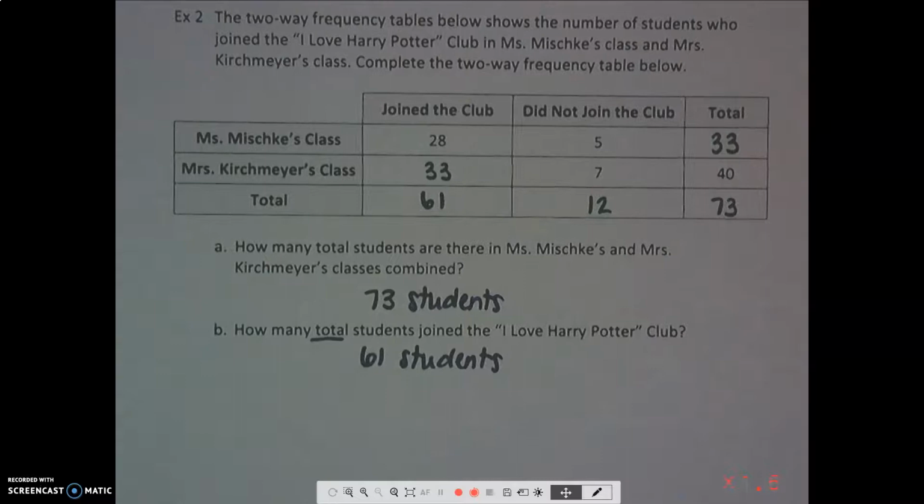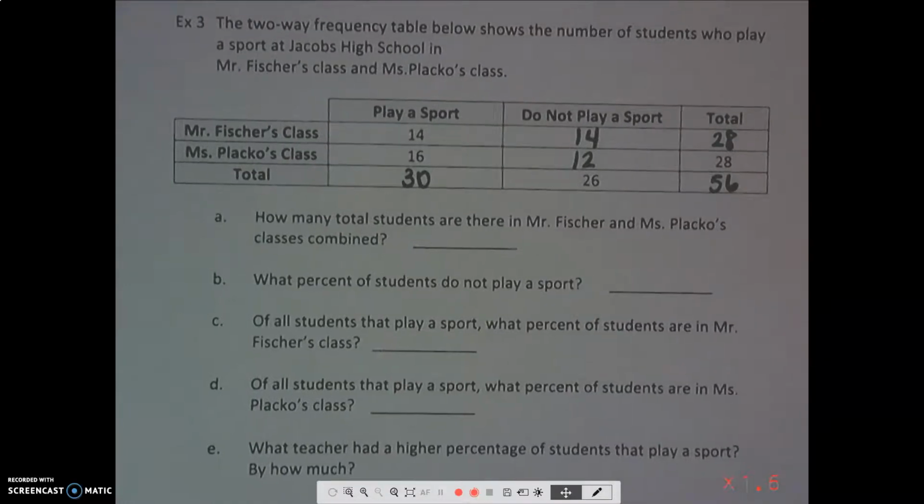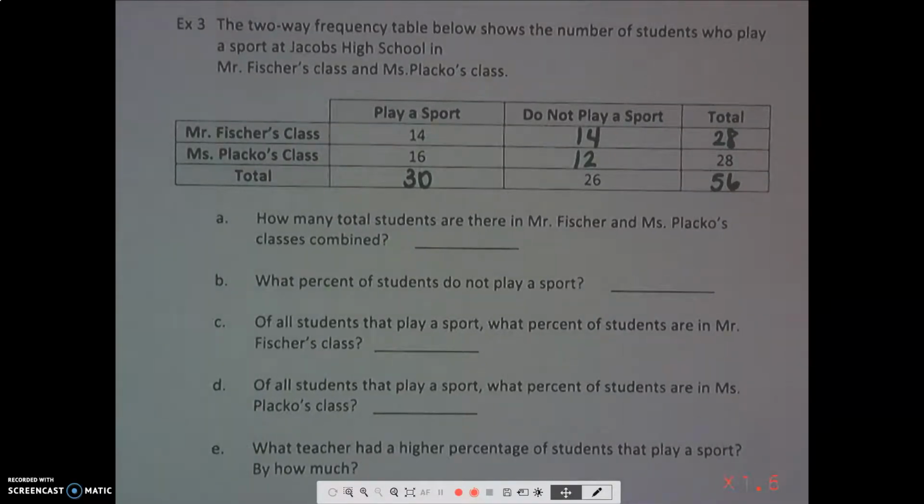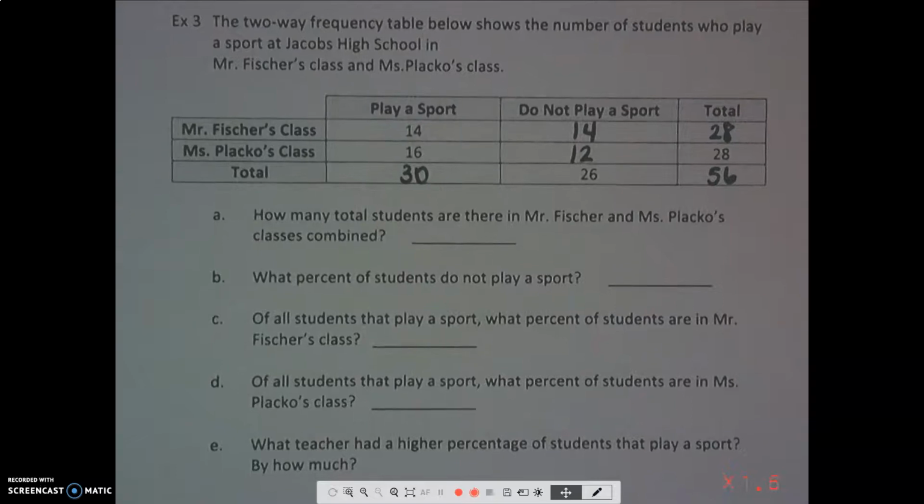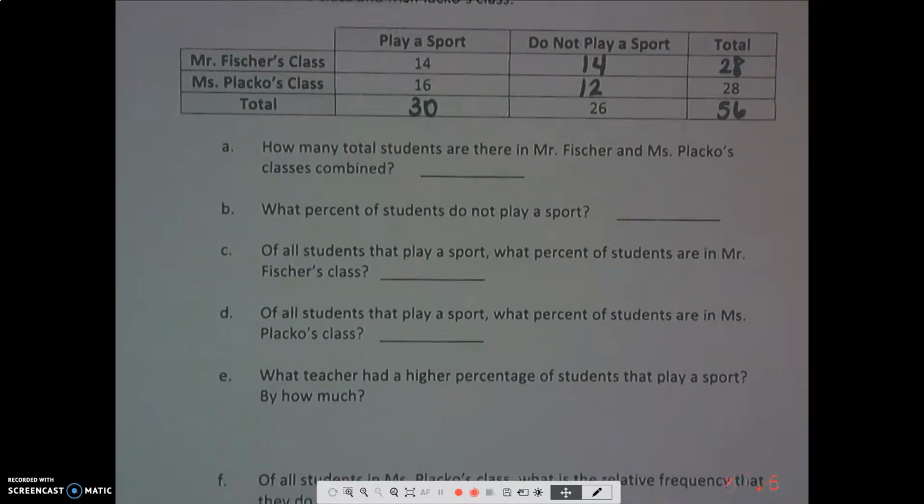Okay, so we're kind of easing our way into some of these questions, looking at filling in the chart, and then answering certain questions about them. So let's take a look at this next one. So here we have Mr. Fisher and Miss Placco's classes, and we're talking about if they play a sport or not. Okay, and there's a number of different questions that we have to figure out.